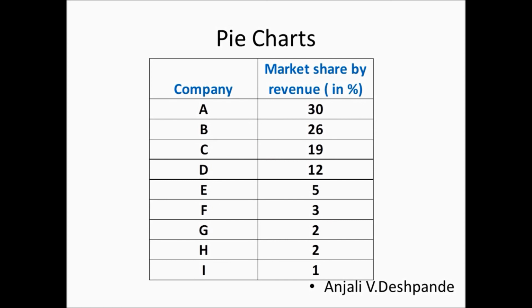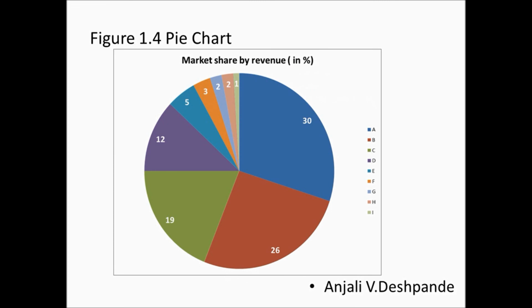So we are now seeing the pie charts. Some data has been given about different companies and their market share by revenues in percentage. These are the company names, and over here is the market share by revenue in terms of the percentage. This is the pie chart. Now this pie diagram or pie chart is normally used to show the total number of observations of different types in the data set on a percentage basis rather than on an absolute basis, and this is done by means of a circle.